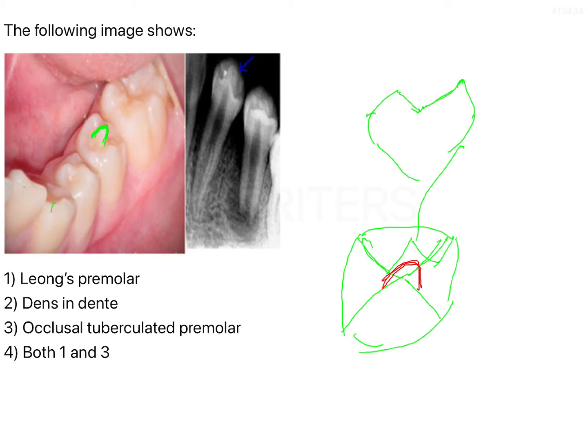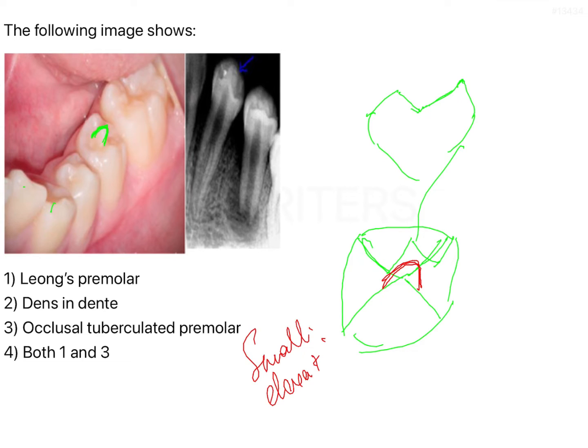Such an elevation is what is called your Leong's premolar, or a dens evaginatus, or an occlusal tuberculated premolar. Now, why is it called a tuberculated premolar? Because tubercles are small elevations. If you open your Veller's, this is what is very clearly written, or even your Fuller, small elevated structures that do not represent the points of fusion or do not represent the lobes.